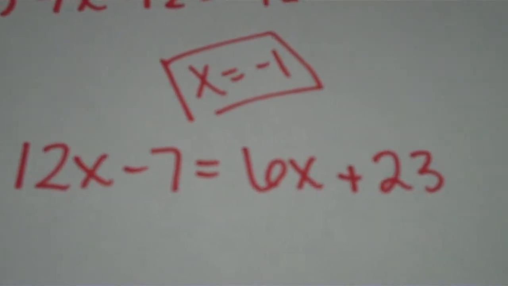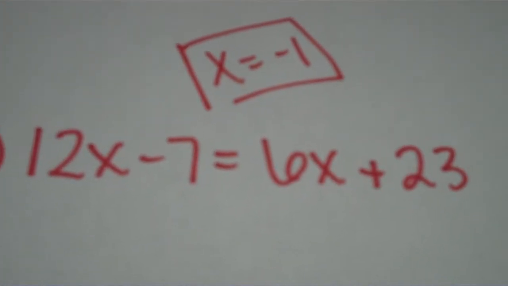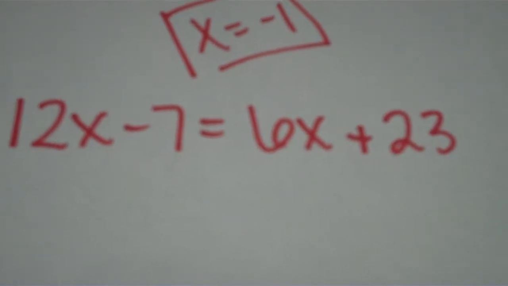12x minus 7 equals 6x plus 23. Go ahead and write it down. And then we're going to go back to our calculator. I'm going to go back to y equals, and I need to get rid of all this stuff. So I'm just going to go down here and hit clear, and it'll clear out everything.